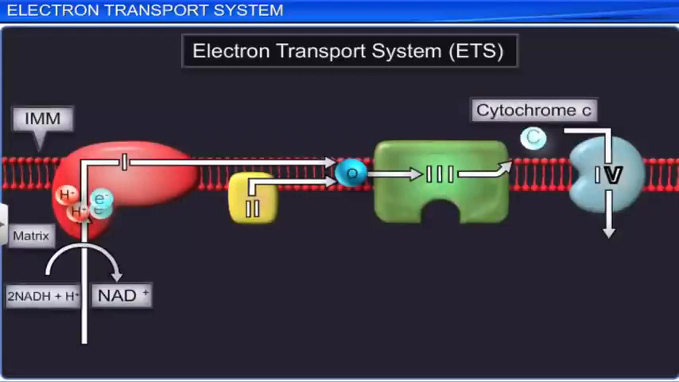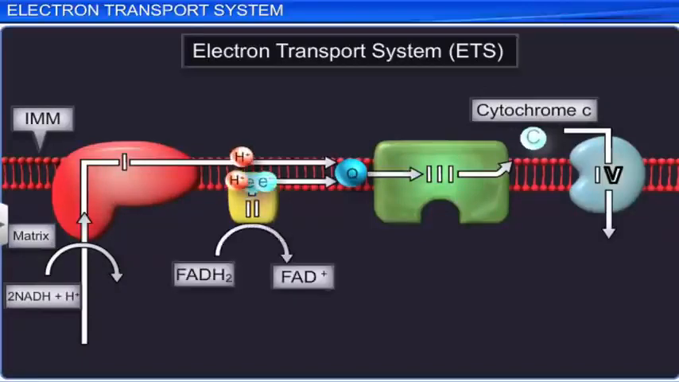Electrons from NADH + H+ are transferred through complex 1 to ubiquinone, and protons are moved from the matrix of the mitochondria to the intermembrane space. In the same way, electrons from FADH2 are transferred through complex 2 to ubiquinone, and protons are moved from the matrix of the mitochondria to the intermembrane space.